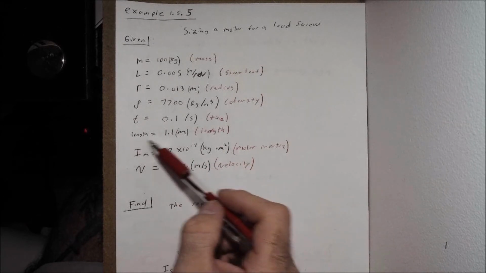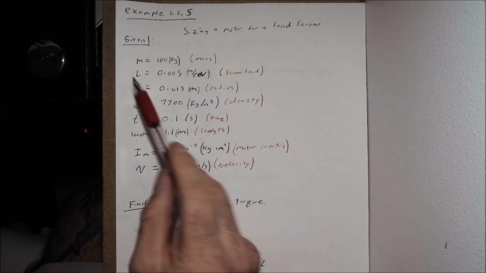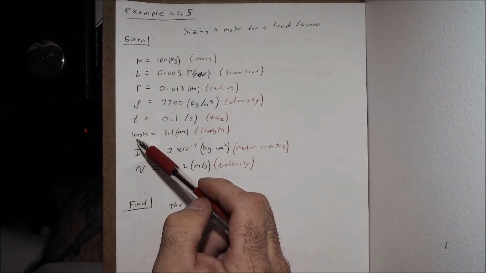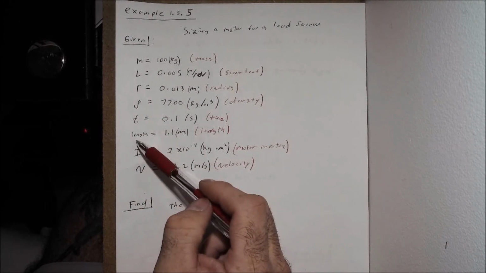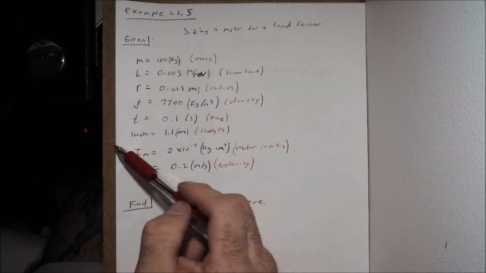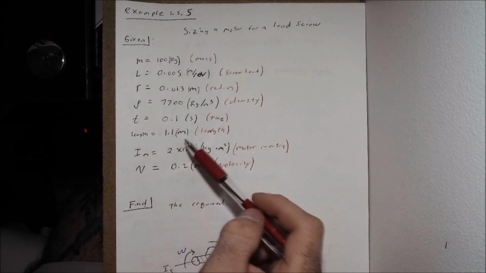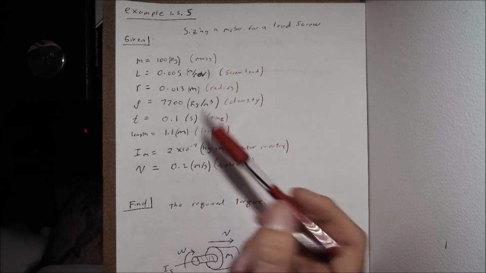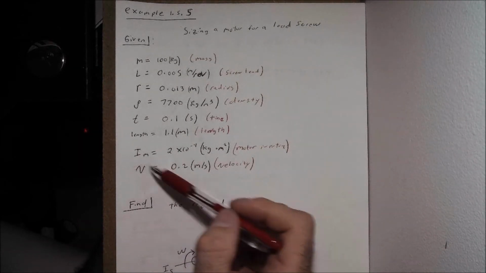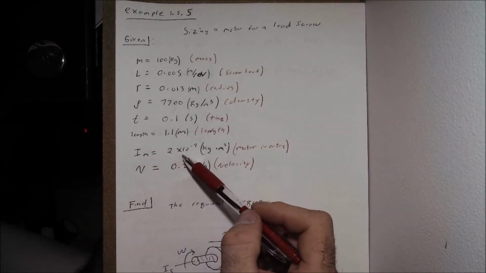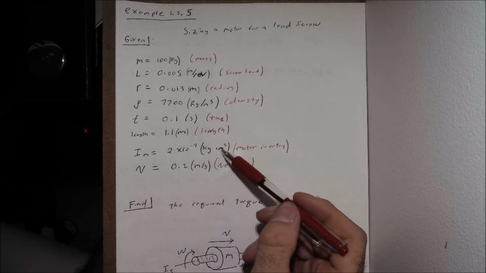We have our length. I'm just leaving this as length, and that's one thing to note. Typically, we've seen L before as length. Sometimes you can write this as a lowercase l, but just to avoid confusion, I'm leaving it written out as length. So length is equal to 1.1 meters. I have my motor inertia, I sub m, equal to 2 times 10 to the negative fourth in units of kilograms times meters squared.